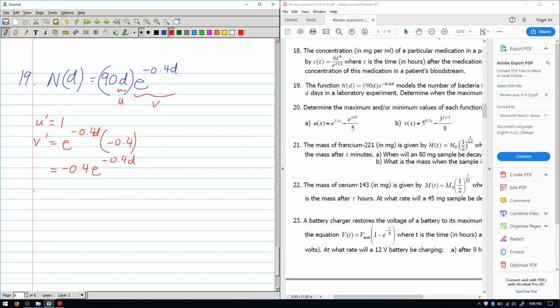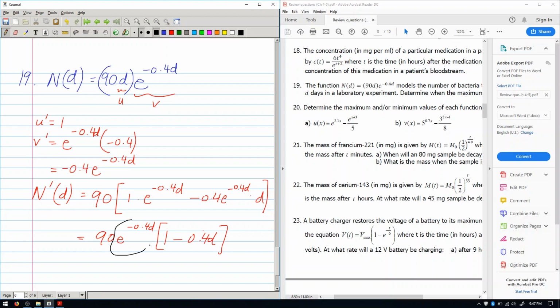So all I'm going to do is apply, in this case, the product rule. So I get u prime times v plus v prime times u. I'm going to factor out the exponential, and I end up getting 1 minus 0.4d, and I can solve for d in this case.